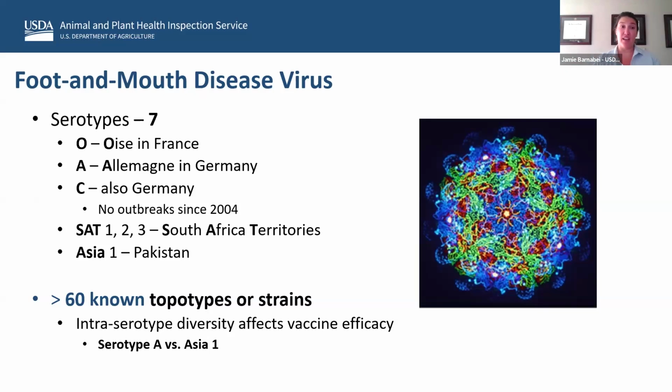So there's O, A, C. We have the SATs, those are the South African Territories, and we have SAT1, SAT2, and SAT3. And lastly, we have the Asia serotype. Now, what this means is that if an animal is infected with an O serotype, but vaccinated with an A serotype vaccine, there's no protection that's offered against that O infection. They could potentially have protection against a serotype A, which would be the intent of using that. But something to keep in mind as we go through this. So from a vaccine standpoint, this is extremely challenging.